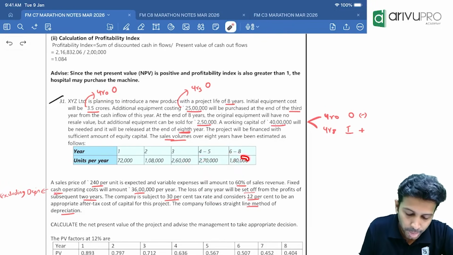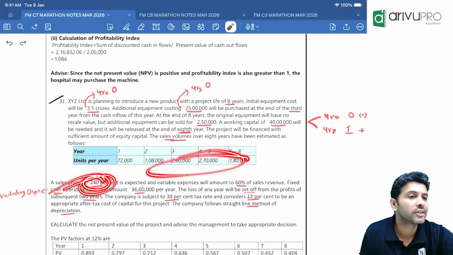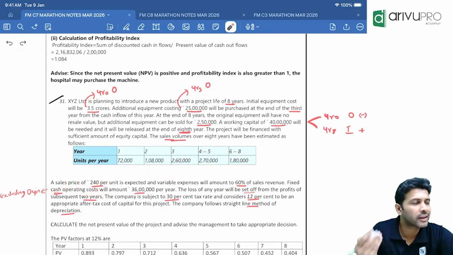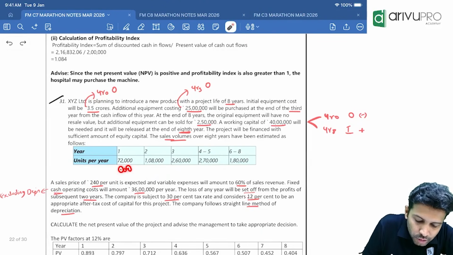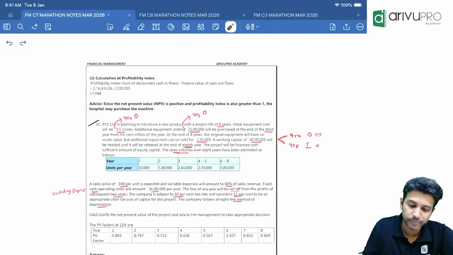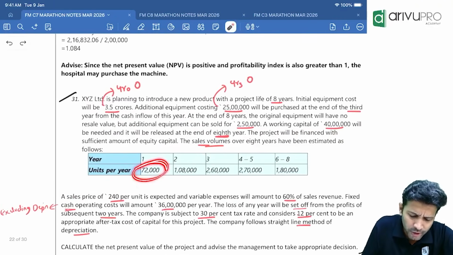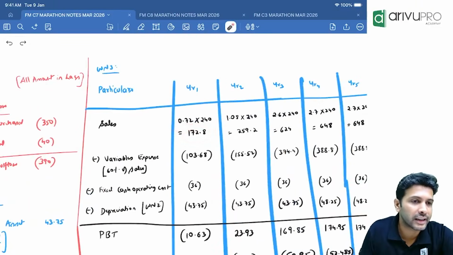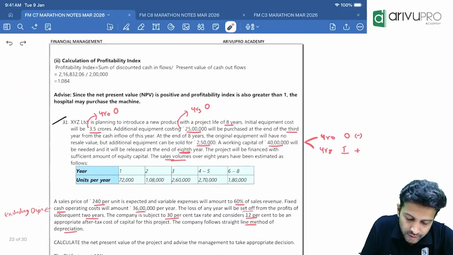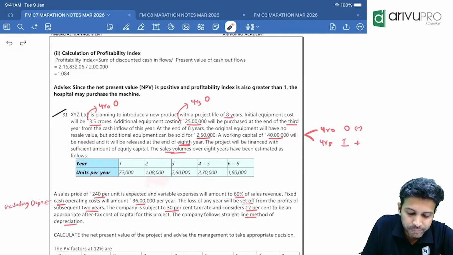How do you get the sale value? Number of units multiplied by the selling price. When the numbers are big, try to present them in lakhs, hundreds or crores. I think here I presented it in lakhs. So 72,000 will become 0.72 lakhs. 0.72 lakhs into 240, you do 1 or 2 years. 0.72 into 240, how much are you getting? 172.8. 1 or 2 I'll quickly show. Next year you calculate 1.08 in lakhs, 1.08 into 240.